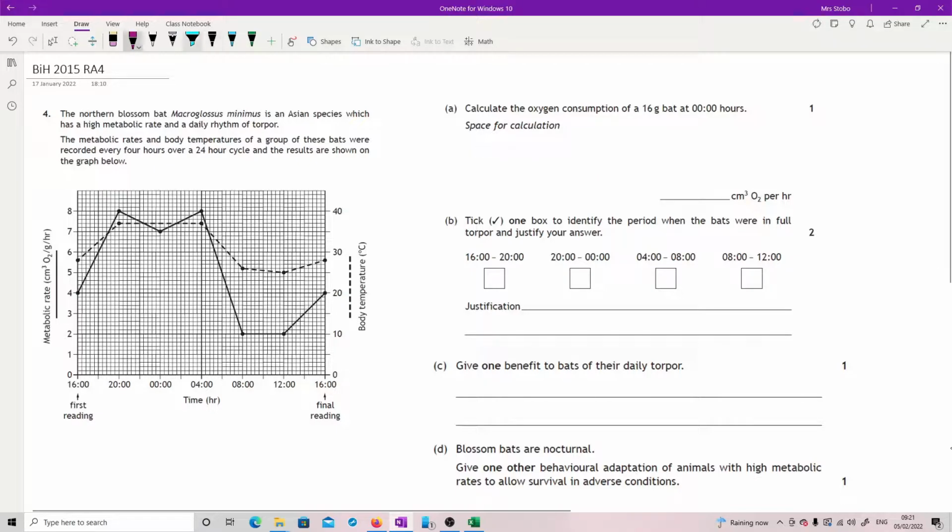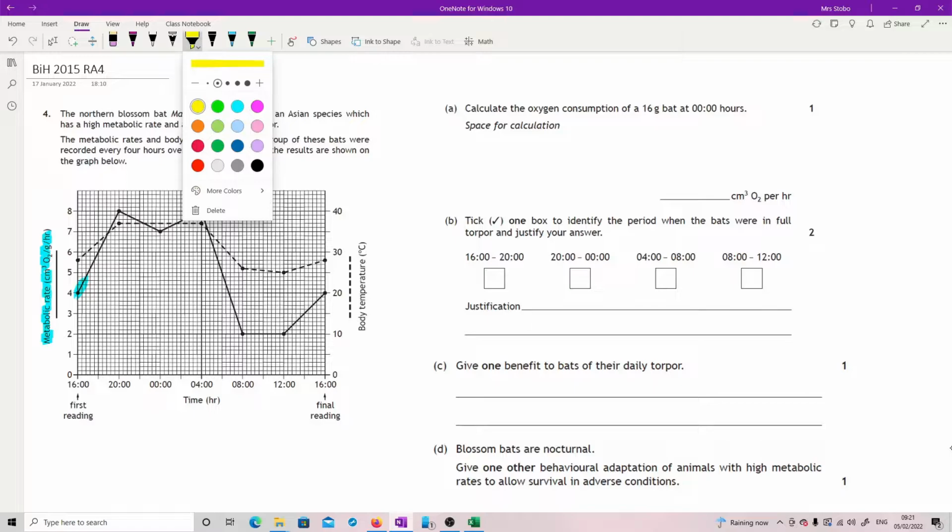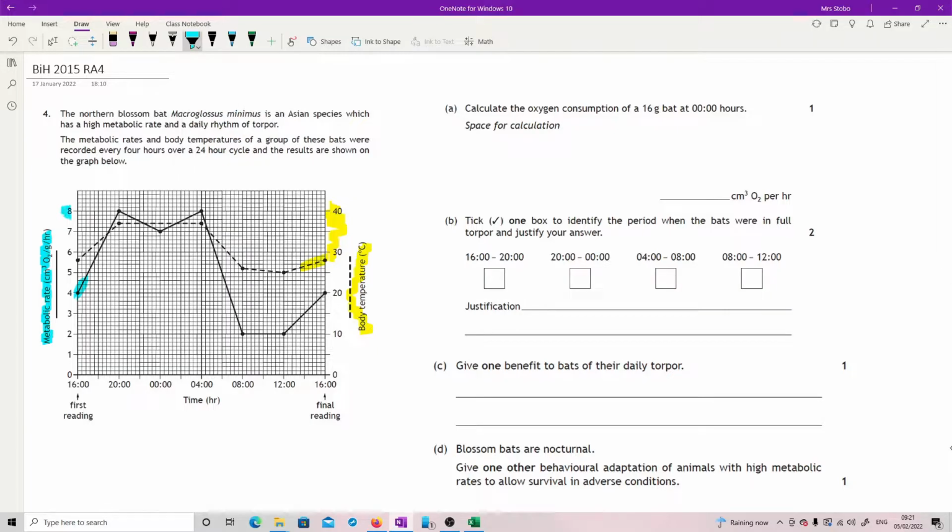Okay, nice little graph, double axis because you're higher. We've got metabolic rate in centimetres cubed of oxygen per gram per hour, and this is our solid line. And we have body temperature in degrees C, and this is our dotted. Okay, so reading to this side for the yellow and reading to the other side for the blue. Okay, right. Questions are on to the right.